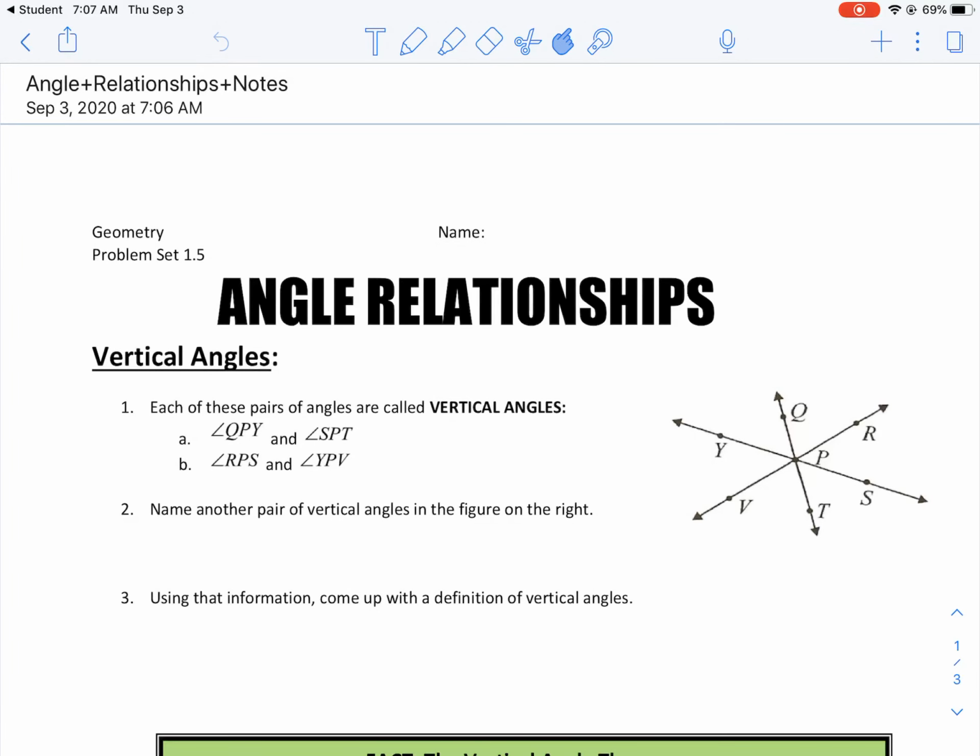Welcome back, everyone. Last lesson we talked about angles. This lesson we're still going to be talking about angles, and we're going to start talking about some specific angle relationships. Now, these relationships are very important. They're going to come up over and over again, so it's very important to recognize these.